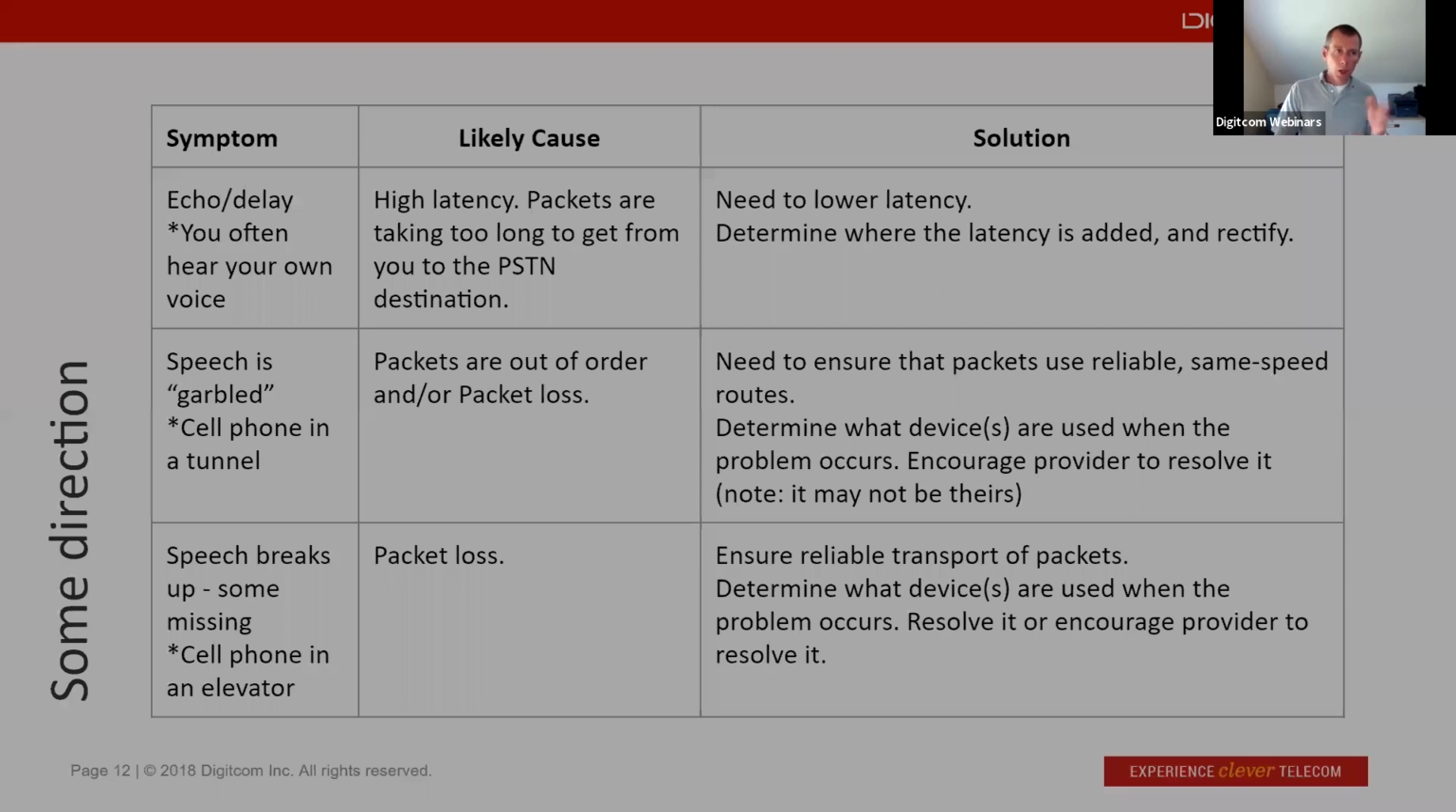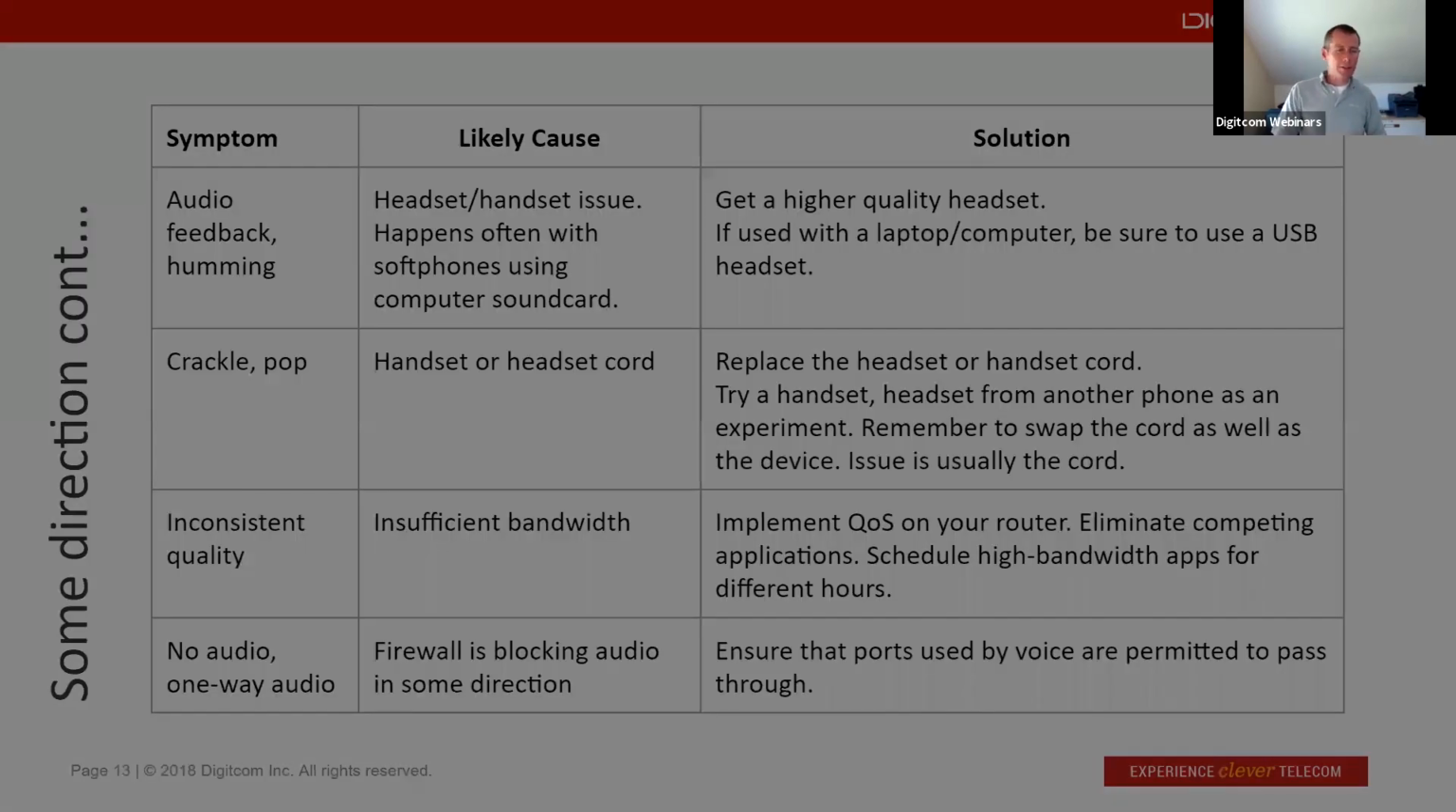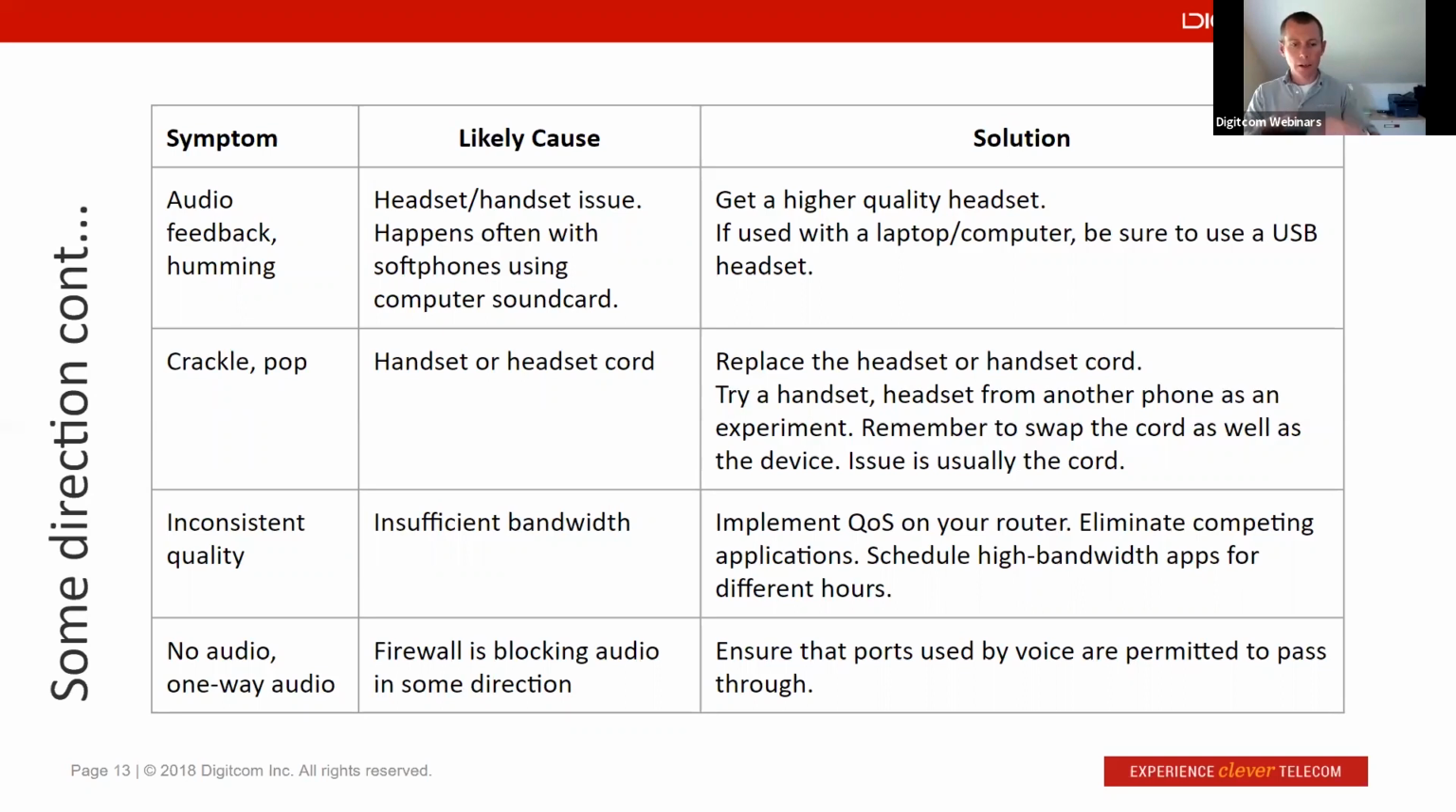A few more: audio feedback and humming. It's almost always a handset or headset issue. If you hear crackling, that's right there, crackle pop. It's the handset or headset cord. Seriously, the darn curly cord, we call it. So we would replace the curly cord, or in the case of a bad headset, replace the headset completely. If you can, go borrow a headset from a neighbor and plug it in and see if it changes anything.